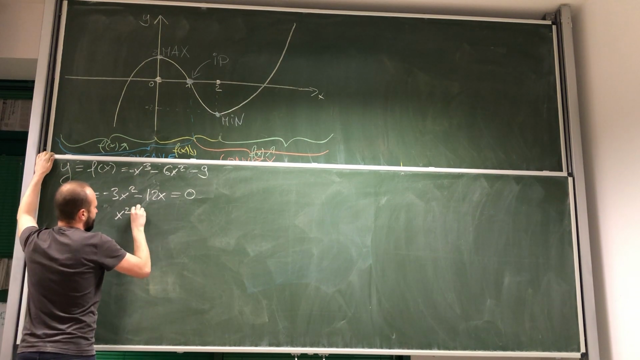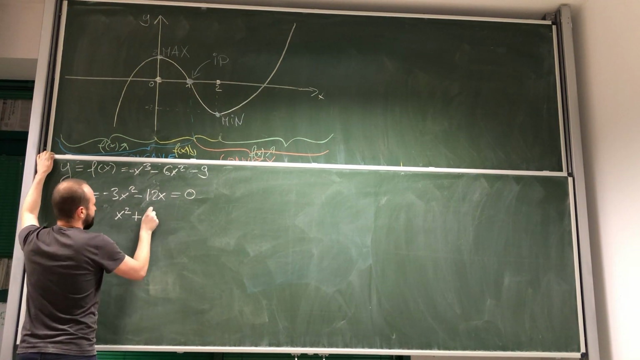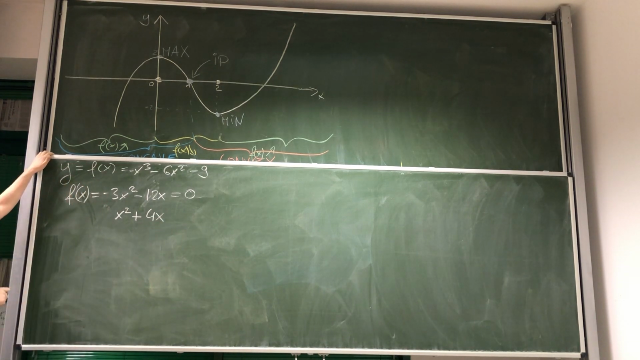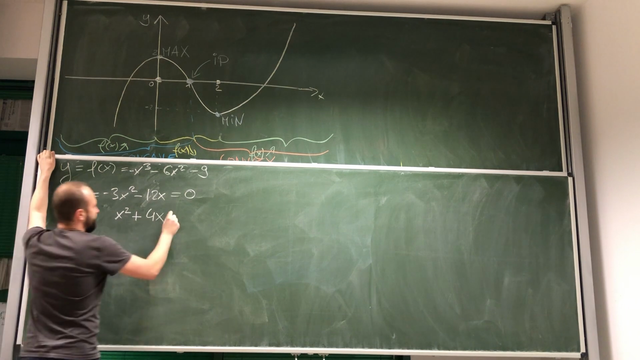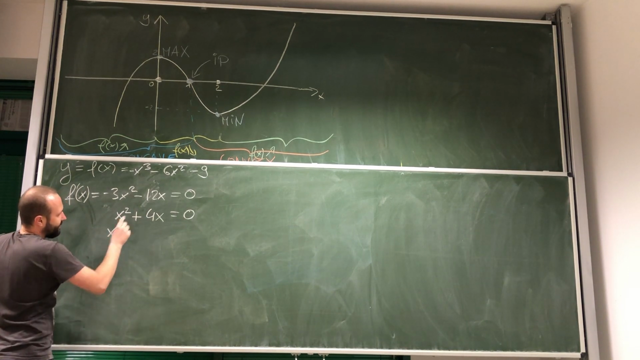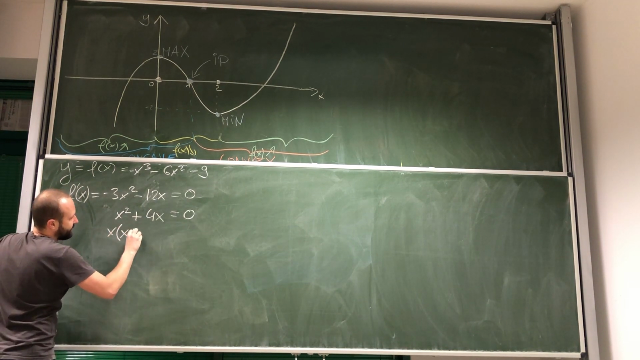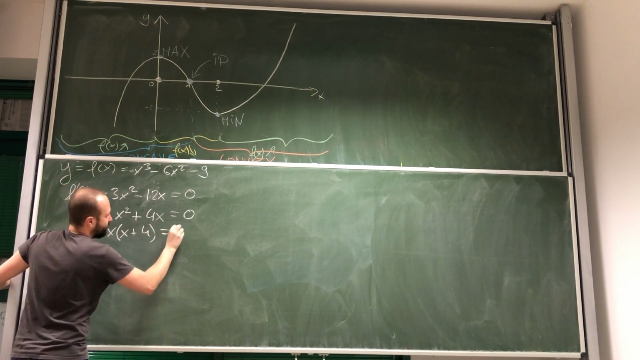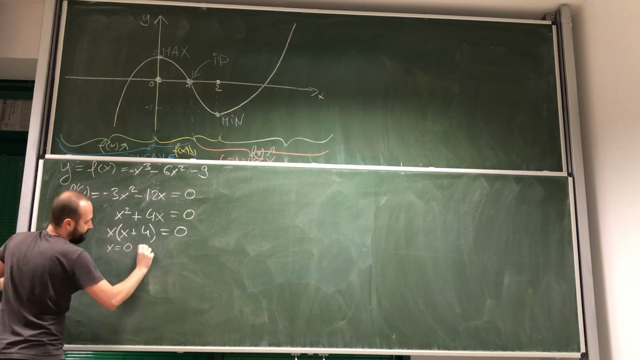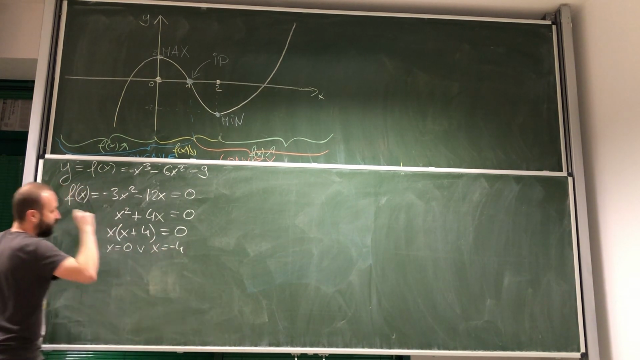So I get that this is x squared plus 4x, equal to 0. Okay, so now the next thing I can do is to take x out, and I'm getting that this is x times (x plus 4) equals to 0. Out of this, I'm getting that x is either equal to 0 or x is equal to negative 4.